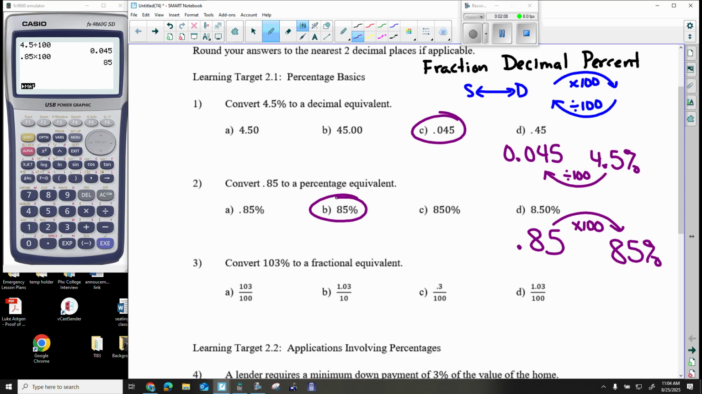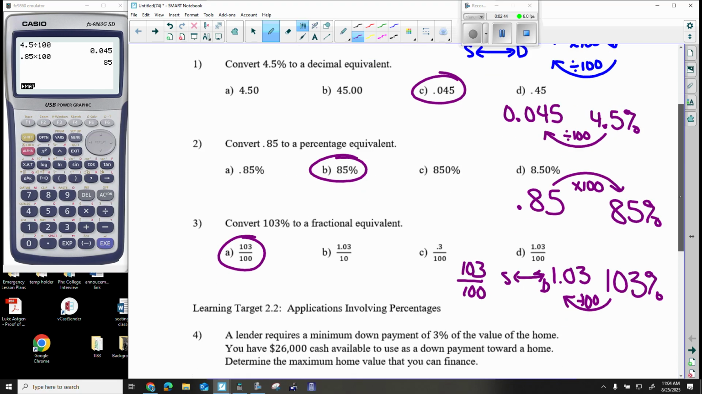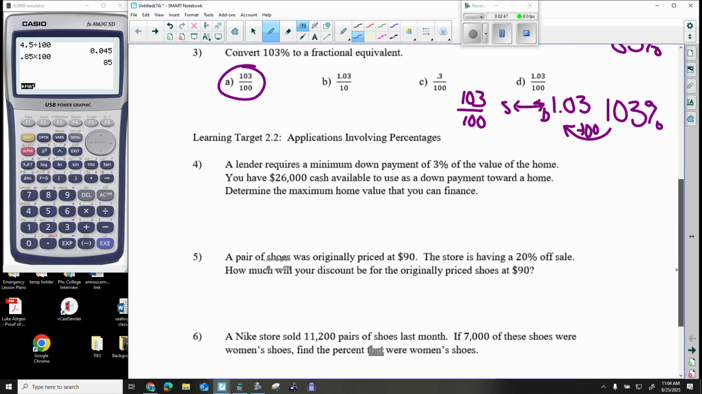Last but not least is, what is 103% as a fraction? So what I would do is divide by 100, and then hit that S-D button. And there it is. In general, percentages are always out of 100, so that is a pretty safe bet.